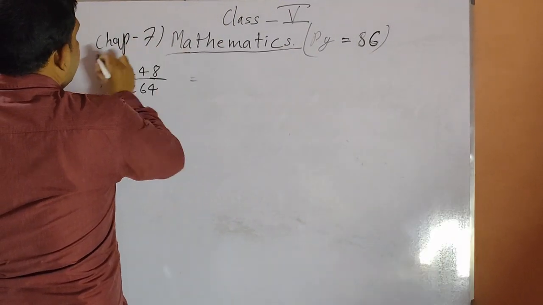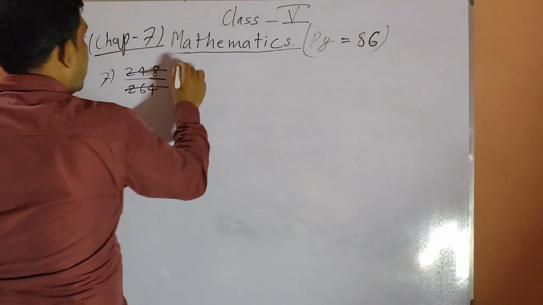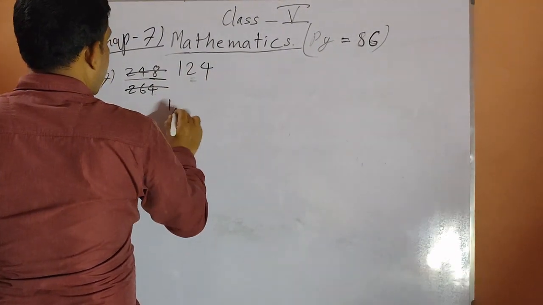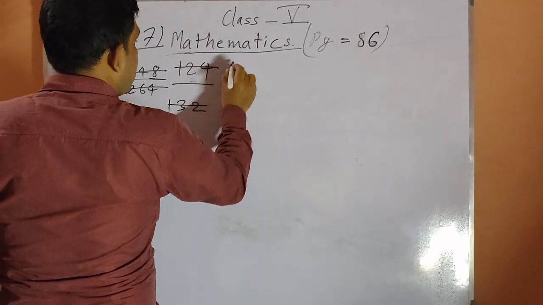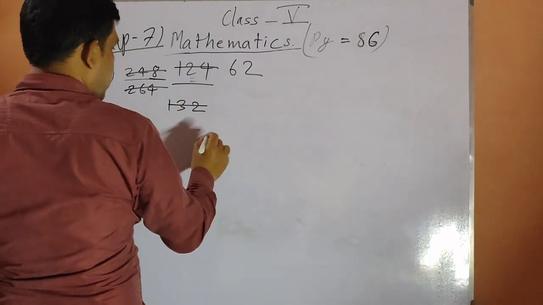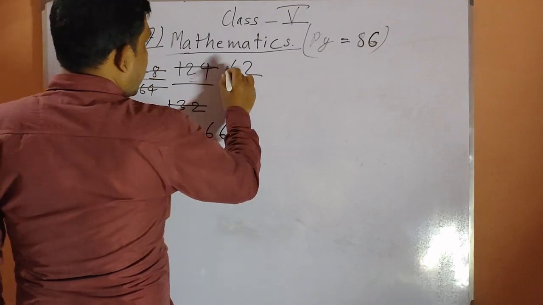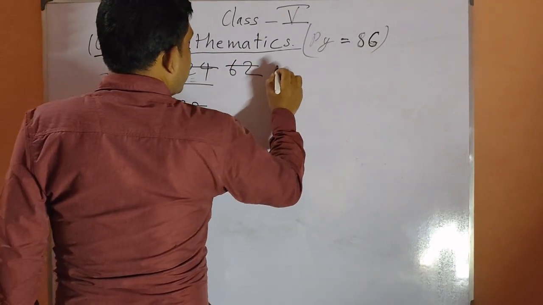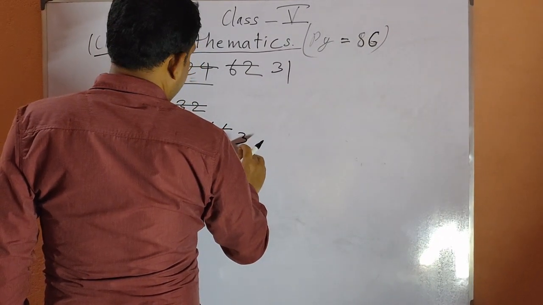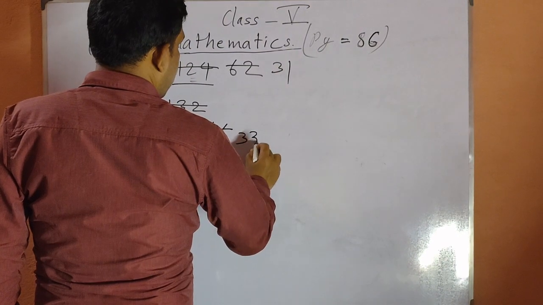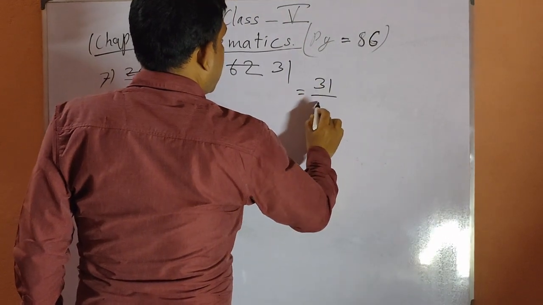Chapter 7. Clear? By 2 at first. 1 2 4, 1 3 2. Again by 2, 6 2, 6. Then again 6. By 2 again. 31, and 33. That means 31 by 33.